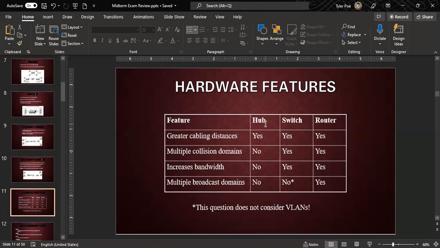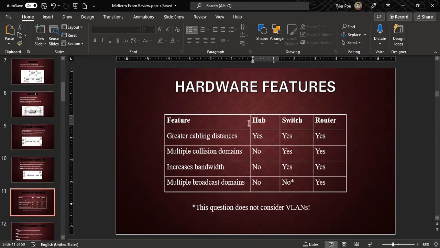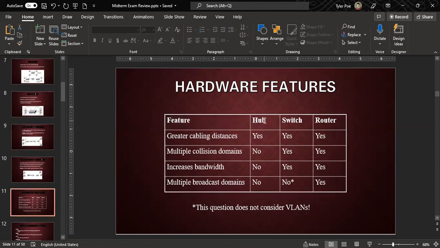Hubs do actually provide greater cabling distances. Basically they support Ethernet cables that allow for higher cable distances. Switches, hubs, and routers all three support this. Now, as we just discussed, however, multiple collision domains are not supported by hubs. Hubs really don't separate anything. One hub is a collision domain. However, switches and routers do break up devices into multiple collision domains. Now, as far as increasing bandwidth, hubs do not, but switches and routers do that.